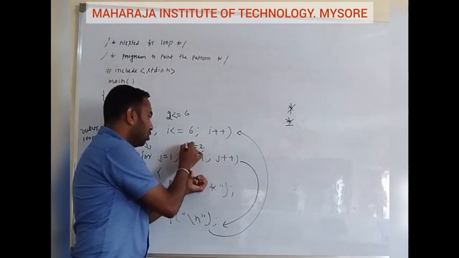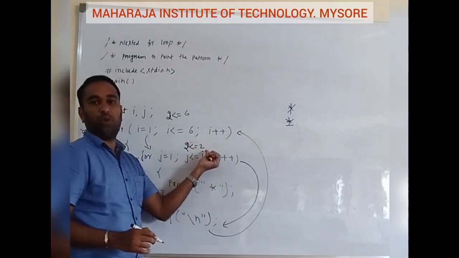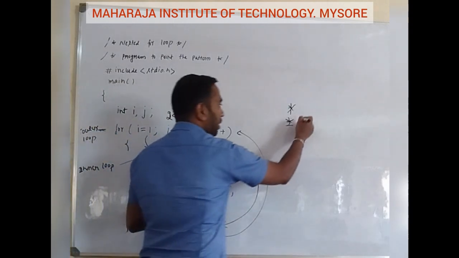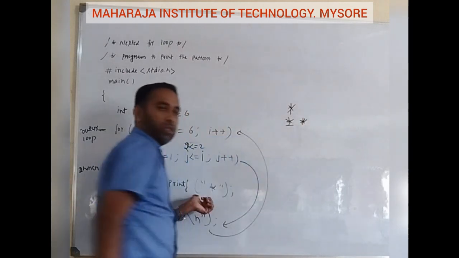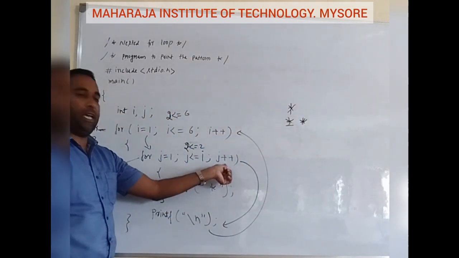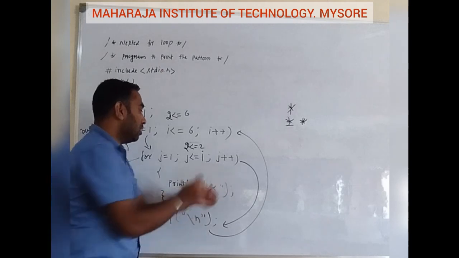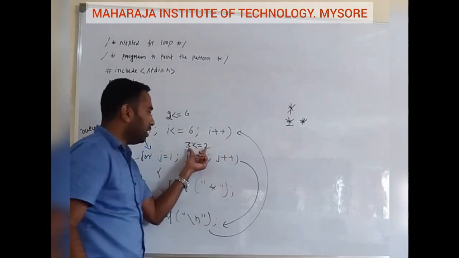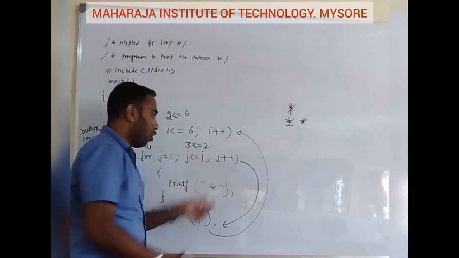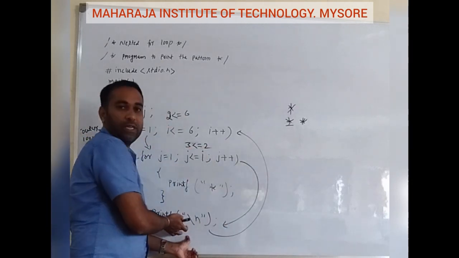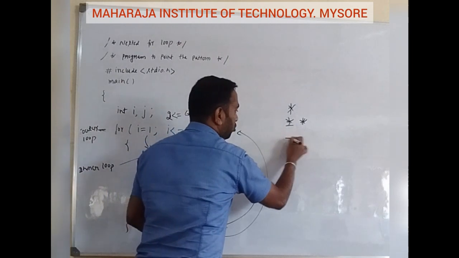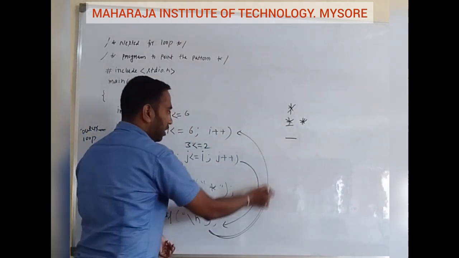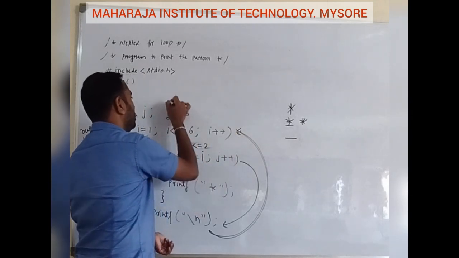Check the condition: is 2 less than or equal to 2? Yes, 2 is equal to 2. Then it will print one more star. Then it will increment j. j becomes 3. Is 3 less than or equal to 2? No, it is false. It will come out of the loop and print the newline, so the cursor comes to the next line. After that, it will increment the i value. i becomes 3.